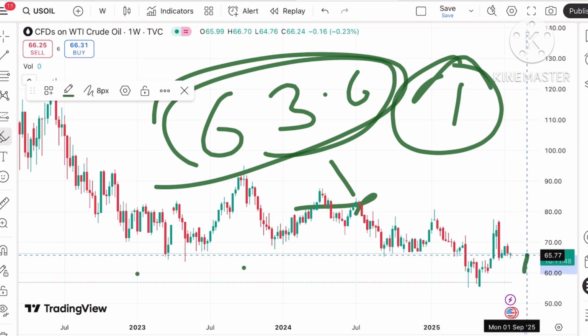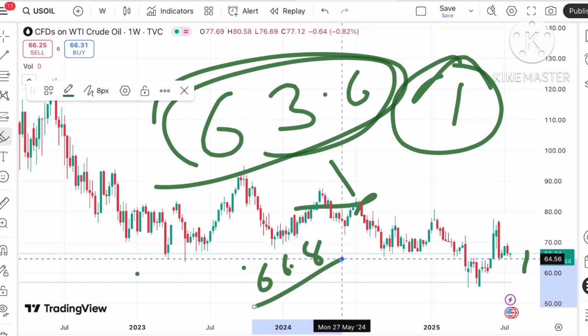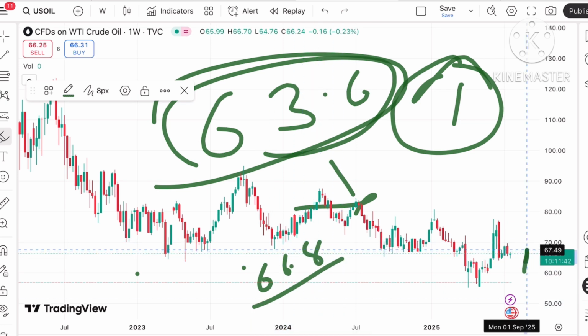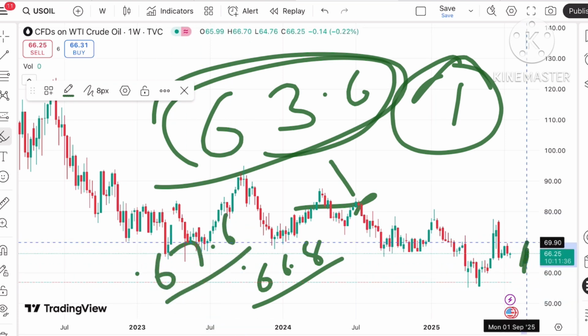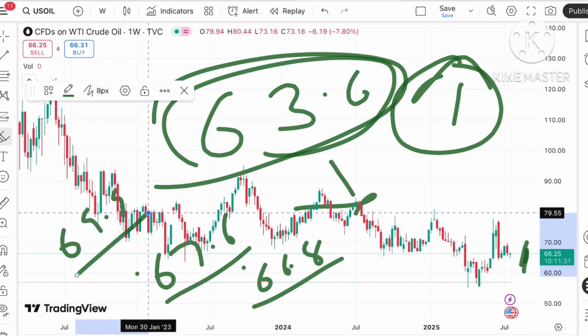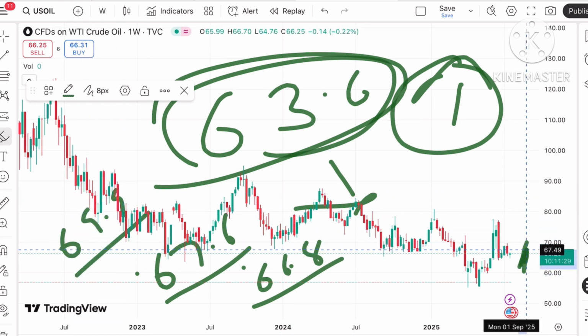So if the price sustains above this level, it can move towards the next level of around 66.8. And if the price rises above that particular level, we can see it can move towards the next level of around $67.6. And if that sustains, we can see it can go further upside towards $69.9. And understand that this pattern will sustain above this particular trend.